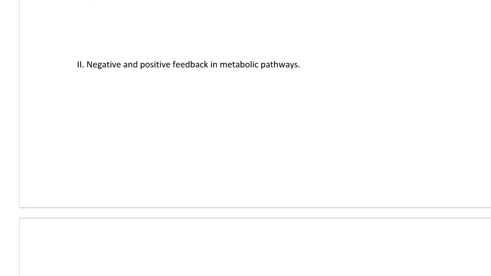Negative and positive feedback in metabolic pathways. So we're just going to draw a metabolic pathway where the arrows are not representative of the favorability of the reactions. They're just showing you the pathway. So A goes to B, B goes to C, C goes to D, and D goes to E. And each one of these has an enzyme.